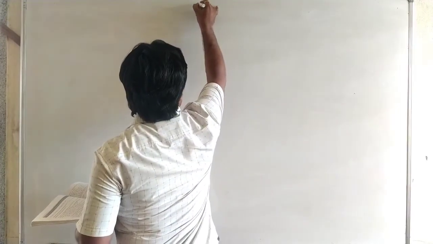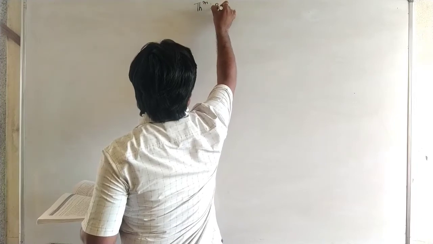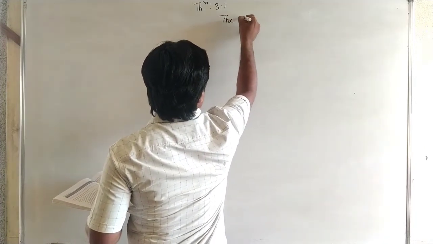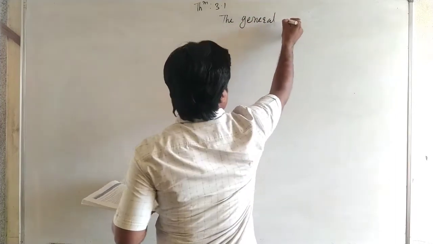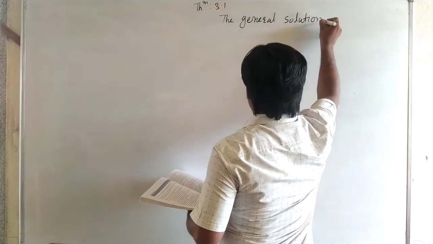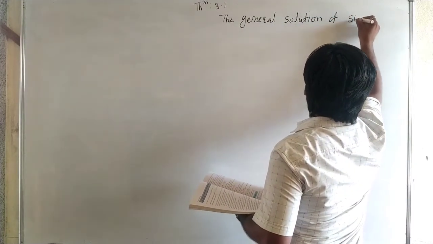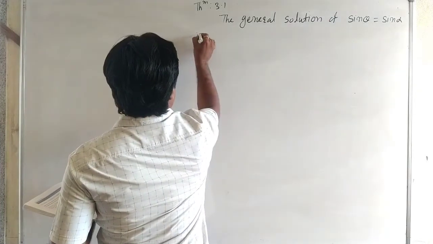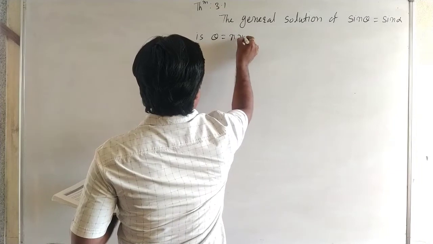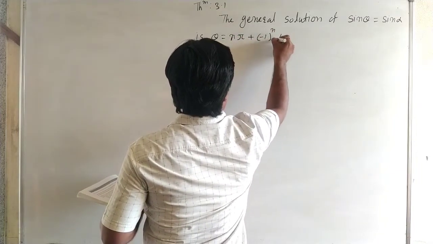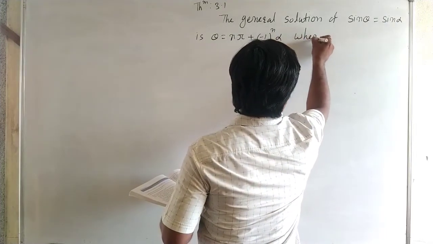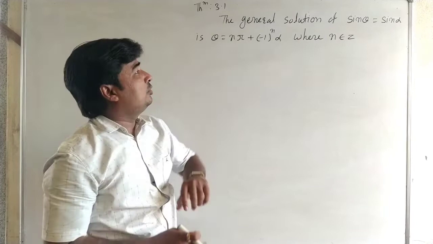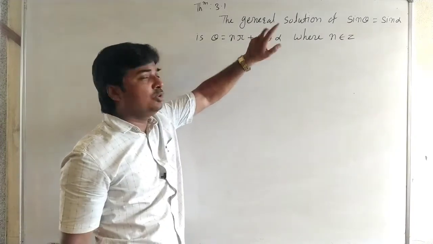Now, theorem 3.1. Here, the general solution of sin theta is equal to sin alpha is theta is equal to n pi plus minus 1 to the power n into alpha, where n belongs to Z. Now here the solution of the trigonometric equation sin theta is equal to sin alpha is theta is equal to n pi plus minus 1 to the power n into alpha.